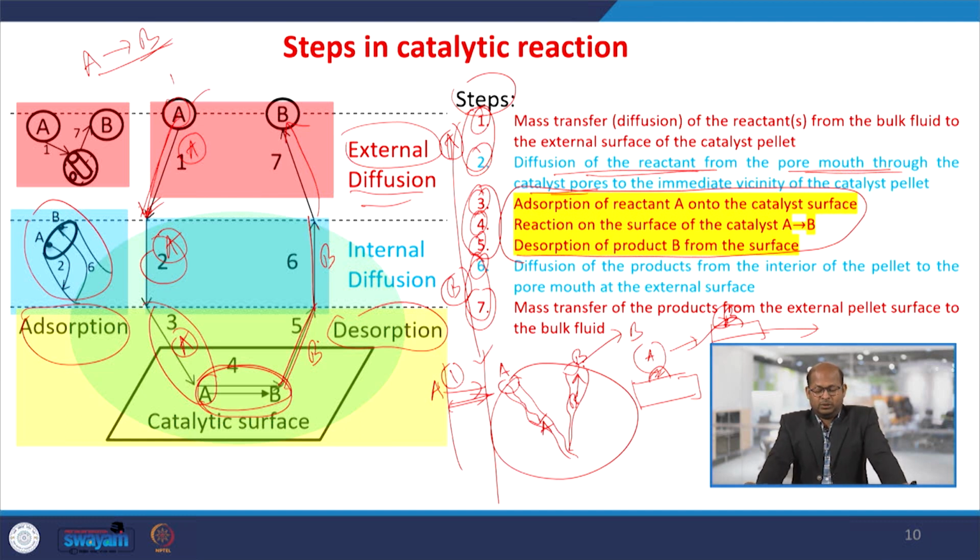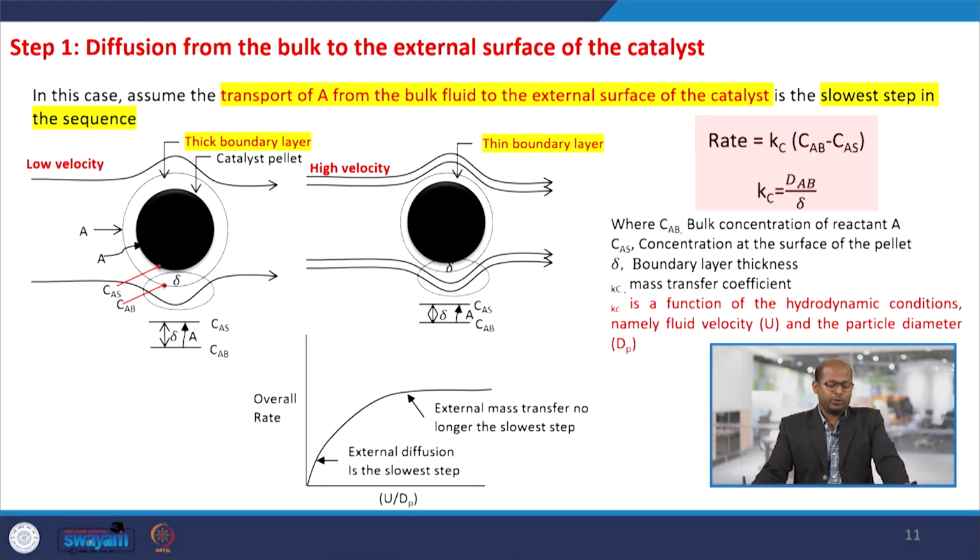So, if we do not consider those things, then steps 3, 4 and 5 we have to consider, that is adsorption of the reactants over the surface of the catalyst, then surface reaction, and then desorption of the product from the surface. So, these are the 3 very crucial steps, and one by one we will discuss. Okay. So, step 1, that is the diffusion.